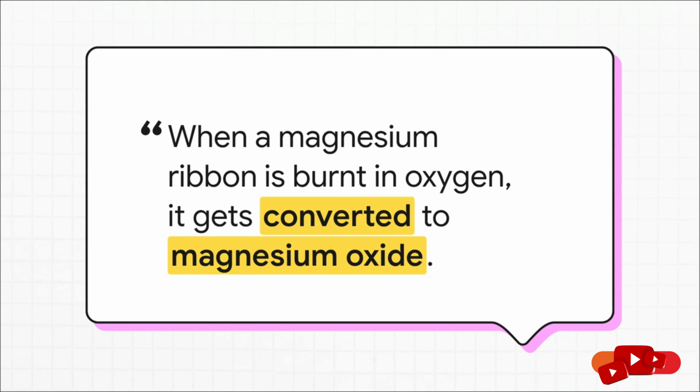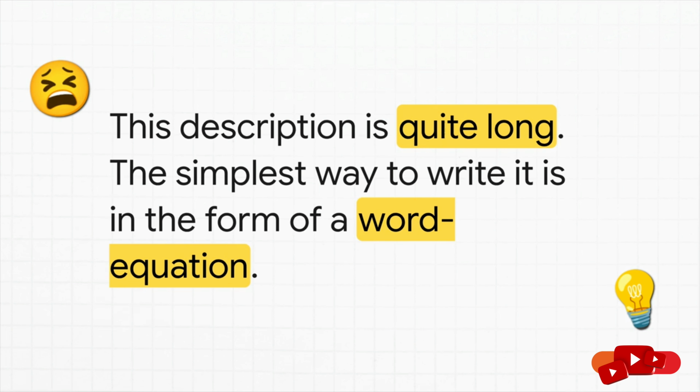Okay, let's start with that really cool experiment from the textbook. You know the one. Now, describing it like this: when a magnesium ribbon is burnt in oxygen, it gets converted to magnesium oxide. I mean, that's totally accurate. It tells us everything that happened, but you can feel it, can't you? It's just a little bit long. Exactly. It's way too long. In science, we love efficiency and precision. Writing out huge sentences for every reaction just isn't practical. So chemists developed a much cleaner, shorter way to get the point across.